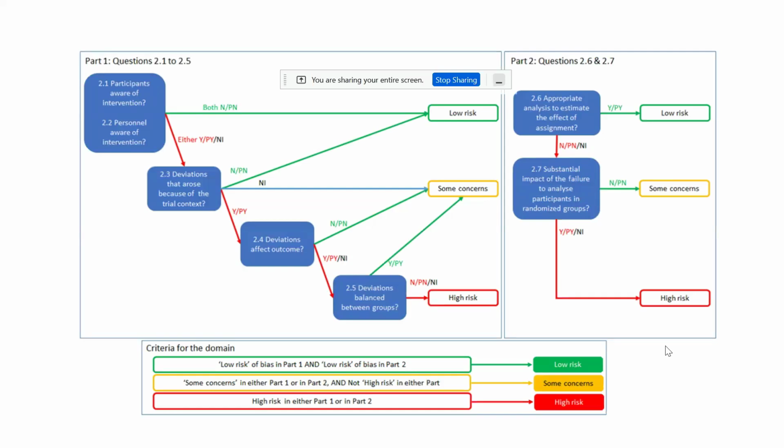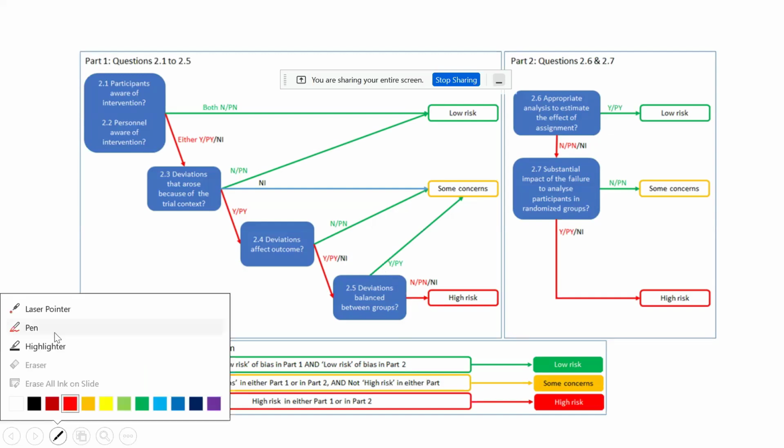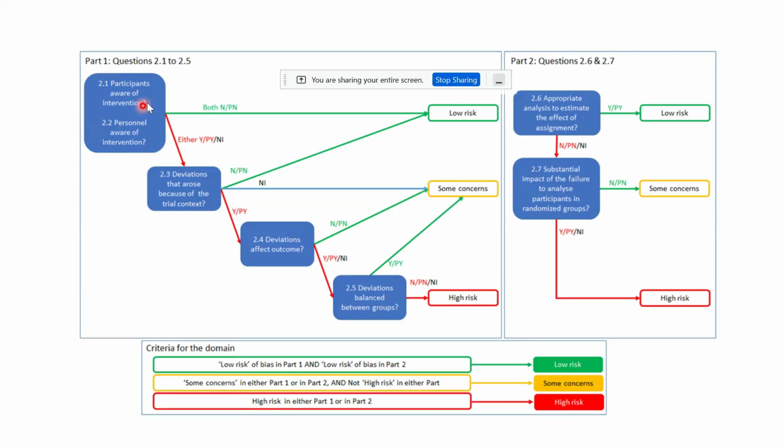So this is the algorithm for the effect of assignment to intervention. So what is this? First of all, 2.1 is that were the participants aware of the intervention? And 2.2 is that were the personnel aware of the intervention? So why is this important?